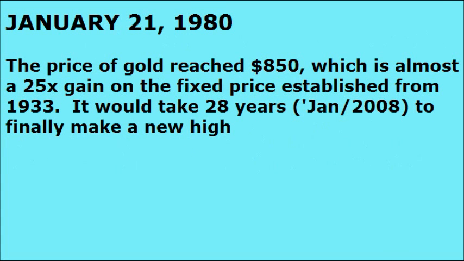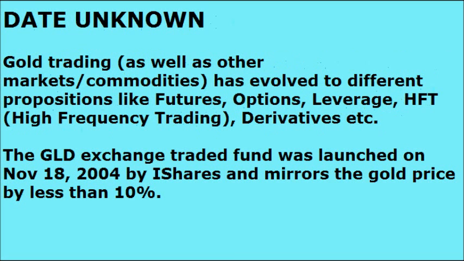January 21st, 1980, the price of gold reached $850, which is almost a 25 times gain on the fixed price established in 1933. It would take 28 years, going to January of 2008, to finally make a new high.